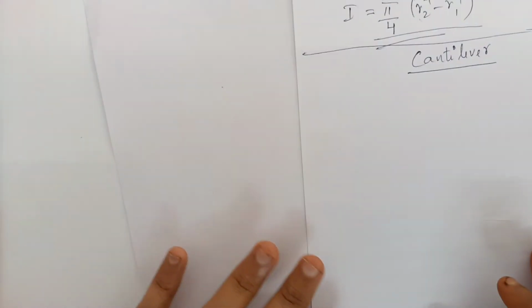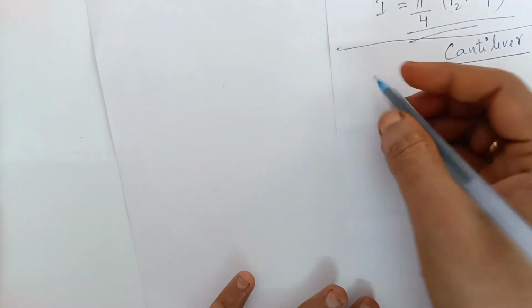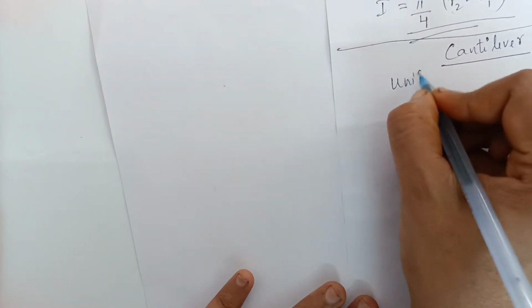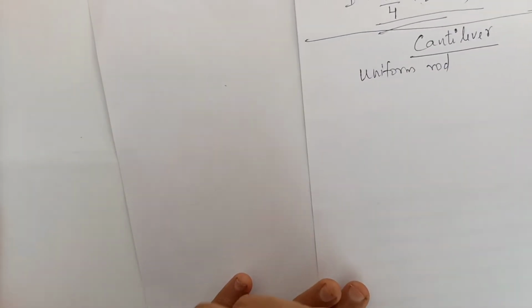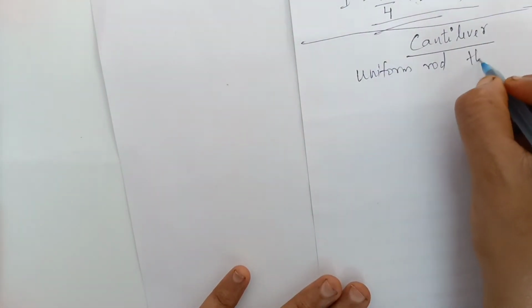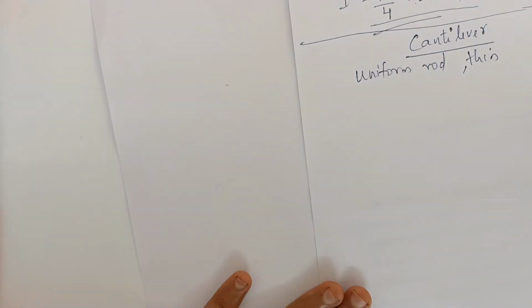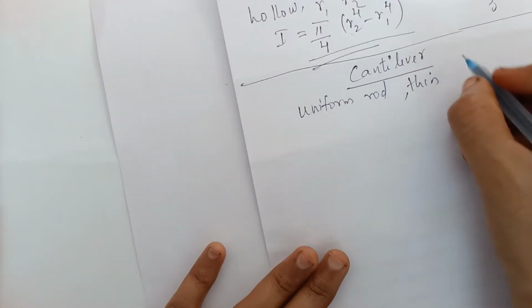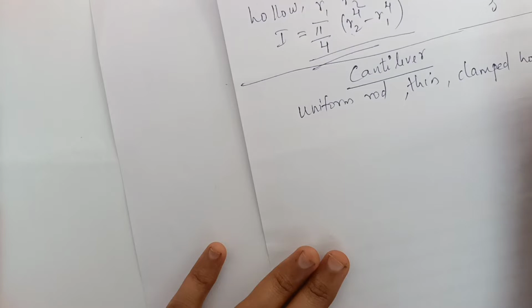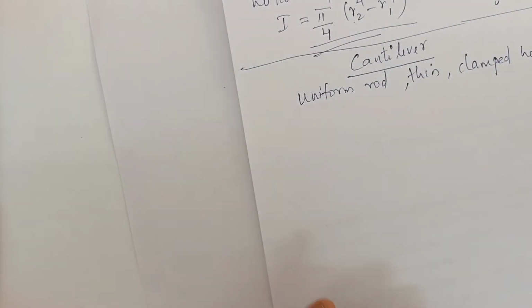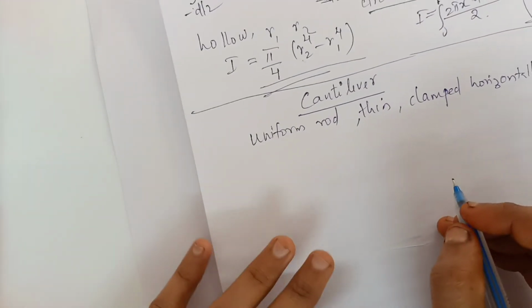Now, what is a cantilever? A cantilever is a uniform thin rod whose length is large compared to its thickness. We clamp it horizontally at one end, and at the other end we give a weight or a load, that is, we apply a stress on one side. So one side is clamped and the other end is loaded. Such a thing is called a cantilever.